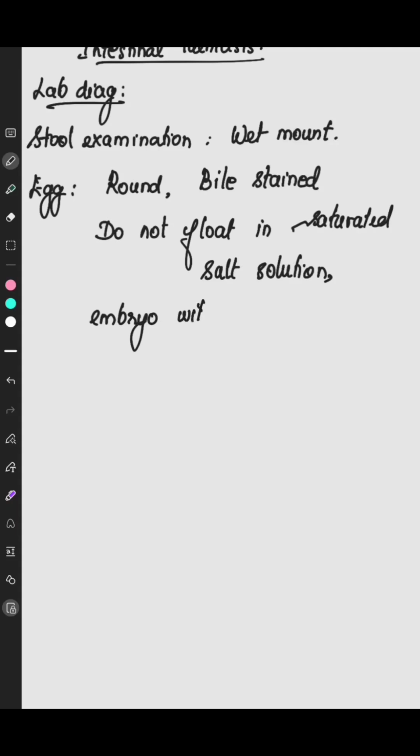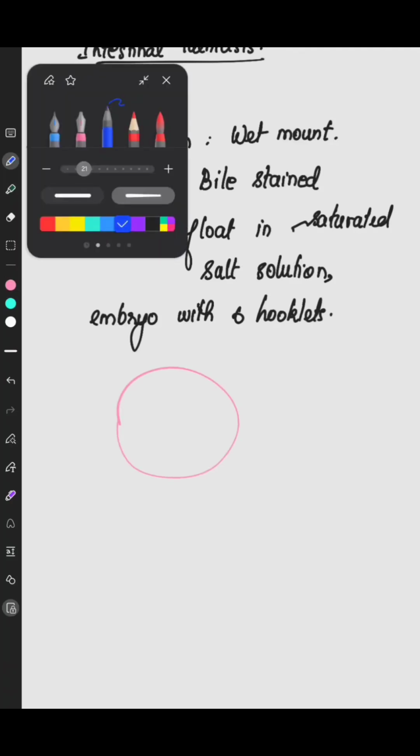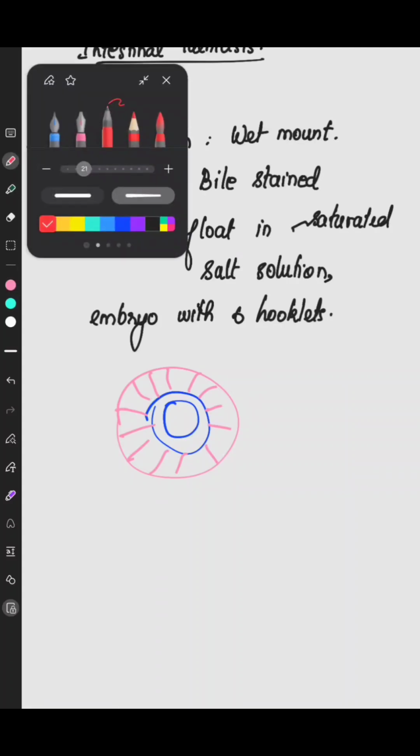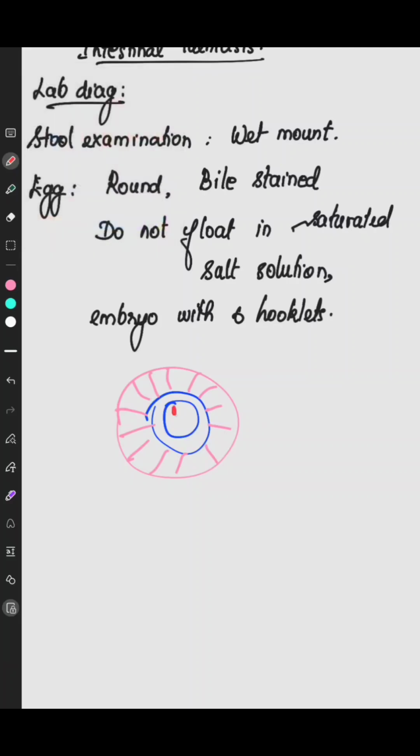It contains the embryo with 6 hooklets. The embryo is covered by the embryophore. In that embryo, you will have 3 pairs of hooklets, so that 6 hooklets will be present. There will be an eggshell covering the embryo. The embryo will be covered by the embryophore. Inside that you will have 3 pairs of hooklets, totally 6 hooklets.